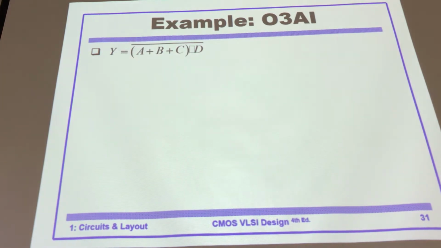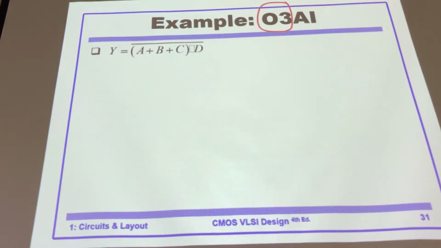How about this one? A or B or C, and the whole thing AND D, in bar. We call that OR-AND-INVERT. What do I mean? There is a three-input OR gate. A no number means two input, by default two input. So a two-input AND gate, and then invert. That's a bar.